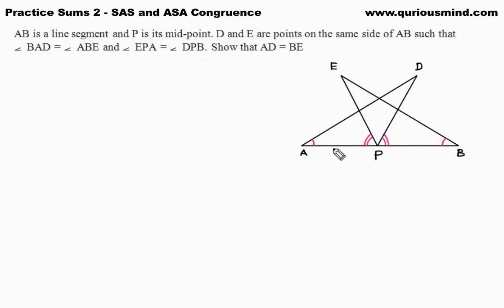AD and BE are part of triangles APD and BPE. So we will have to show these two triangles congruent. And if we are able to do that, then we will be able to show AD is equal to BE. And for that, we have this angle equal. We have this side AP equal to PB because P is midpoint. What we need is this angle APD should be equal to BPE, and in that case we'll get angle side angle congruence. So let's do that.